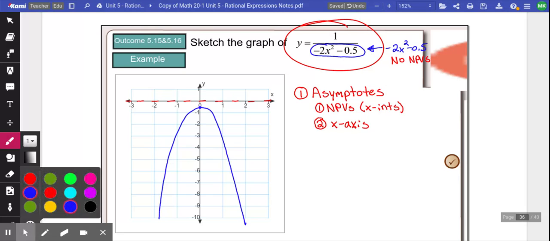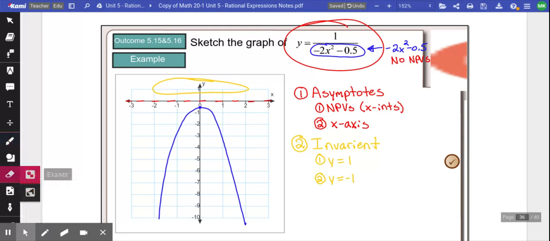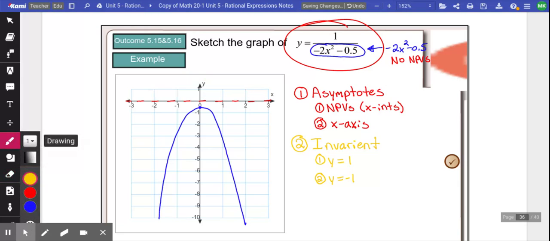Awesome. Second step to every reciprocal question is to draw your invariant points. These are points that are going to be on my original blue graph as well as on my reciprocated red graph. Invariant points happen in 2 spots. Y equals 1, which this graph nothing equals 1. And the second spot it happens at is y equals negative 1. This graph does equal negative 1. It equals negative 1 right here and right here.